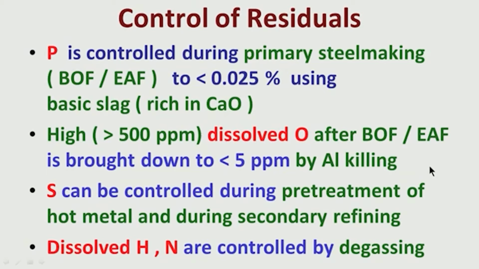This is called deoxidation. This can be brought down to a very low level using aluminum, which we call aluminum killing. Killing basically means deoxidation. If we kill with aluminum, the dissolved oxygen level can be brought down to less than 5 ppm. If we kill with silicon, the dissolved oxygen level is higher, maybe around 15 to 20 ppm. But if you want a good quality steel, this dissolved oxygen has to be brought down to less than 5 ppm. So, aluminum killing is a must for sophisticated grades of steel. So, dissolved oxygen can be brought down to a large extent by aluminum killing.